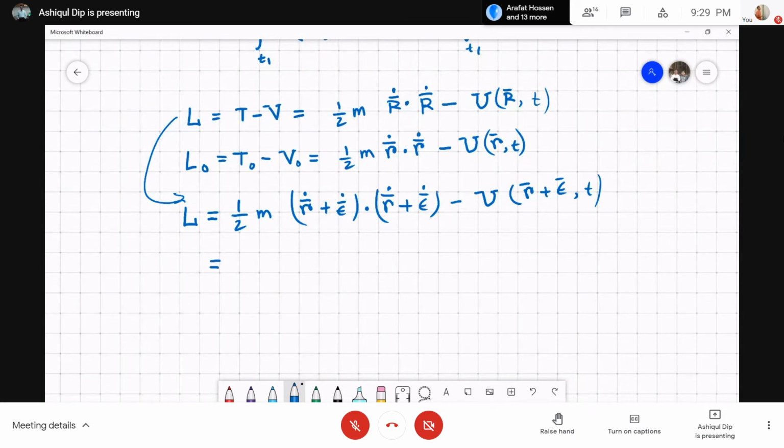So remember, epsilon is a really small, infinitesimally small vector. So we can evaluate the dot product and write half m r dot dot r dot, plus half m multiplied by twice r dot dot epsilon dot, plus half m epsilon dot dot epsilon dot.